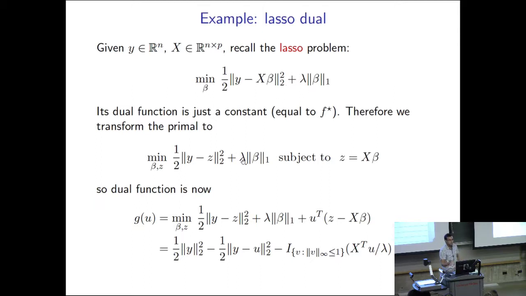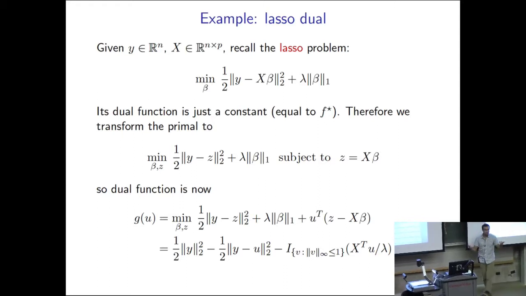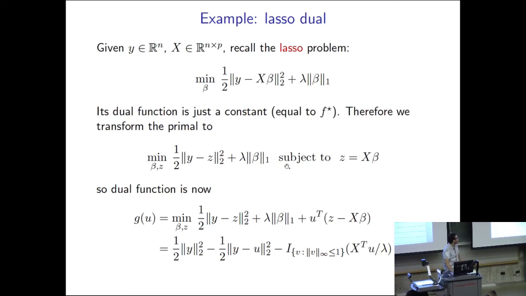So there's kind of an art, in some sense, to doing this, because there are many things to try. But here we're going to replace x times beta with the variable z. We're going to call the primal problem a minimization over beta and z of half times the norm of y minus z squared plus lambda times the L1 norm of beta. And we're going to introduce an equality constraint that z has to be equal to x beta. So of course this is the same as our original problem, right? We've just replaced x beta by z, and then we put an equality constraint.